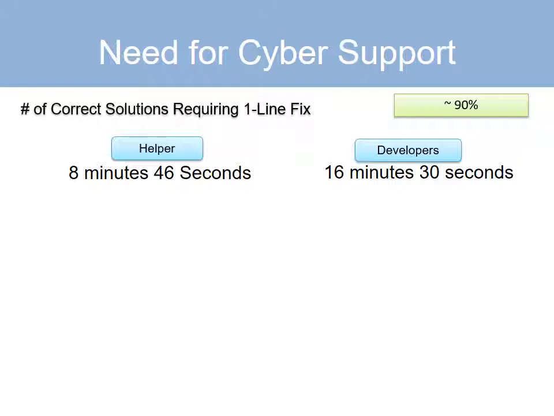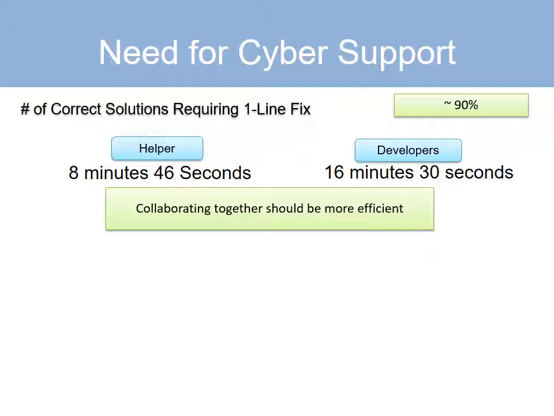Now, how much impact will each help have? So in our experiments, we found that about 90% of the solutions just needed one line of fix. Okay? And in the experiments, the helper did solve the problem on their own, and the workers tried to solve the problem on their own. So a problem that you face may not be insurmountable. It might be surmountable, it just takes longer than it should. And we believe that this time would reduce if the two of them work together to solve the difficulty.